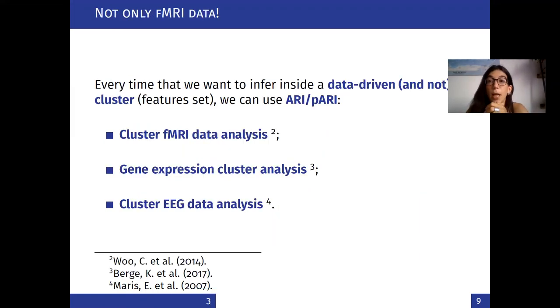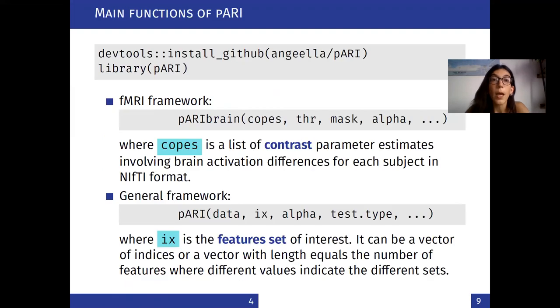So every time that you want to infer inside a data-driven cluster, you can use pARI, for example in gene expression cluster analysis, in cluster data analysis, and so on, as many times as you want, because it's a simultaneous inference. And so I will present the main functions of the package, the pARIbrain function and the pARI function. The first one is for the fMRI framework, and the second one is for the general framework.